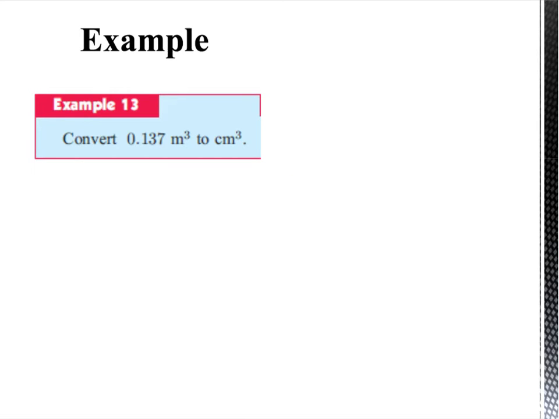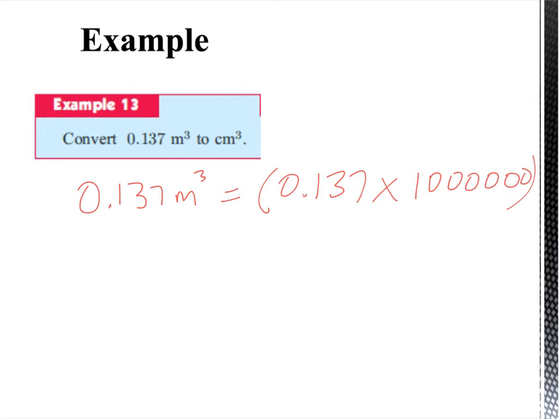So an example is to convert 0.137 meters cubed to centimeters cubed. So if we start with our 0.137 meters cubed, our conversion is 0.137, and we're going to multiply that times 1 million, because that is our conversion factor on the next chart over. And when we do that, we'll end up with centimeters cubed. So when we multiply that, we end up with 137,000 centimeters cubed. That is 1 million, and that comes straight from the conversion factor you just copied down.